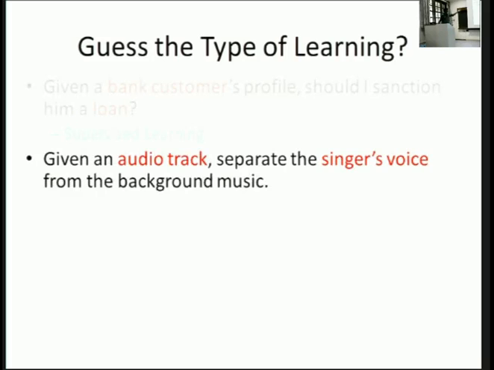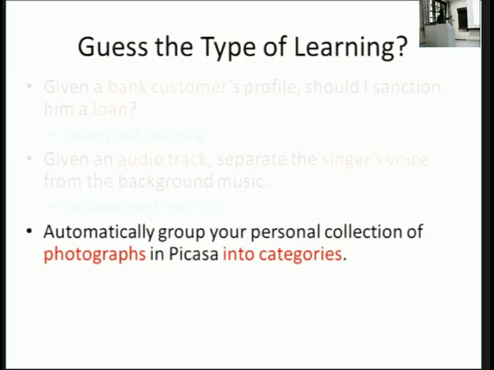So next one could be: given an audio track, separate the singer's voice from the background music. Yeah, so this will probably be an unsupervised one because we may not have the singer's voice separately. Automatically group your personal collection of photographs in Picasa into categories. So this is also unsupervised because you don't have the groups already given.